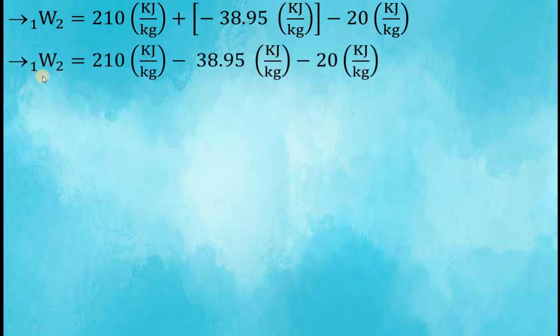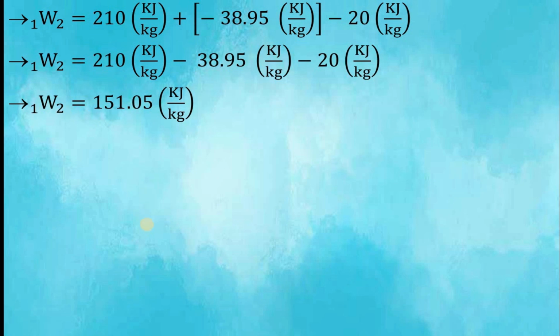So the next step will be 1W2 is equal to 210 kilojoule per kg minus 38.95 kilojoule per kg minus 20 kilojoule per kg. So in this RHS 210 kilojoule per kg minus 38.95 kilojoule per kg minus 20 kilojoule per kg is 151.05 kilojoule per kg. So the next step will be 1W2 is equal to 151.05 kilojoule per kg, which means the work output of the steam is 151.05 kilojoule per kg. And we have found the missing value in the formula of steam flow rate.